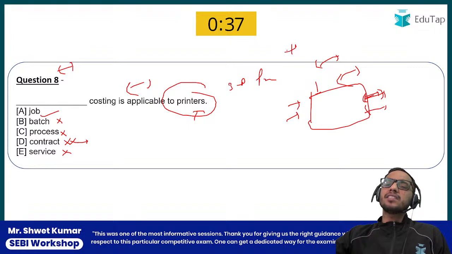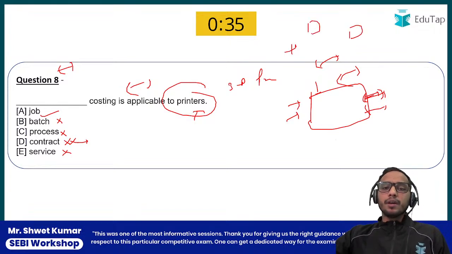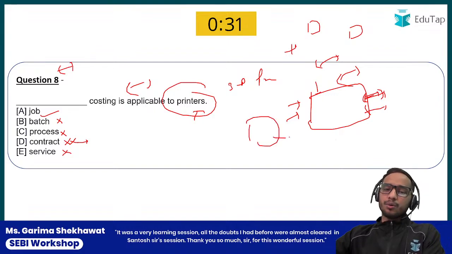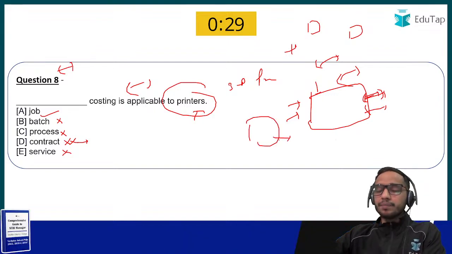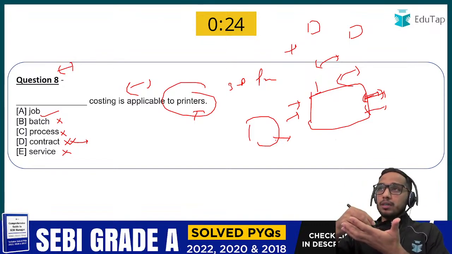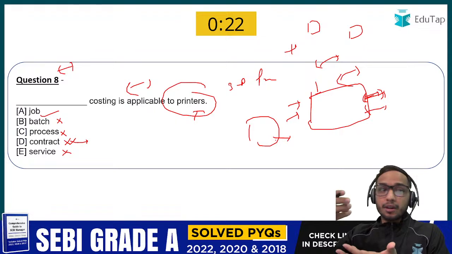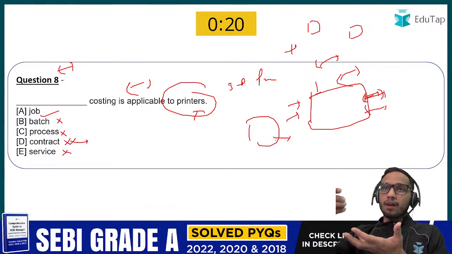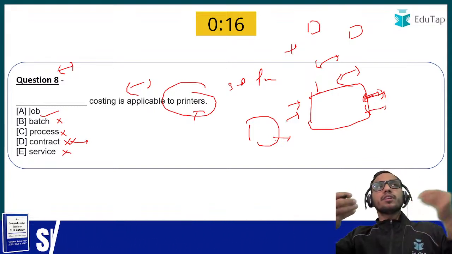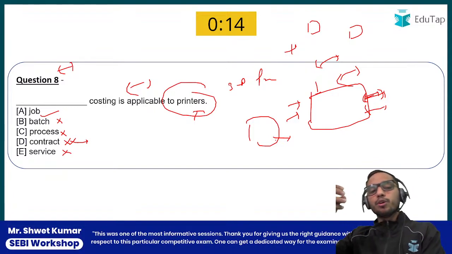Every customer has different demands. So therefore, printers are a type of, and printing, or you can say painting. You can also take the example of paintings. So they are a type of job costing. Suppose you are going to a sketcher. You are going to have a sketch of yourself. So that is also a case of job costing. Every individual is different. So that is going to be job costing.